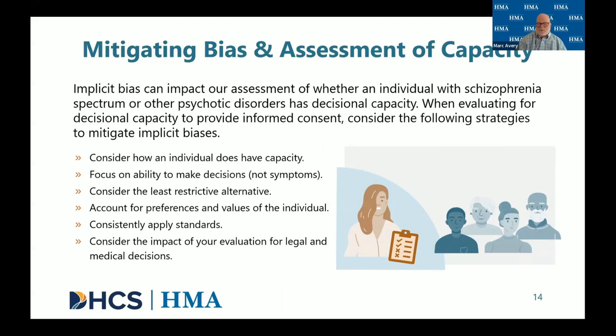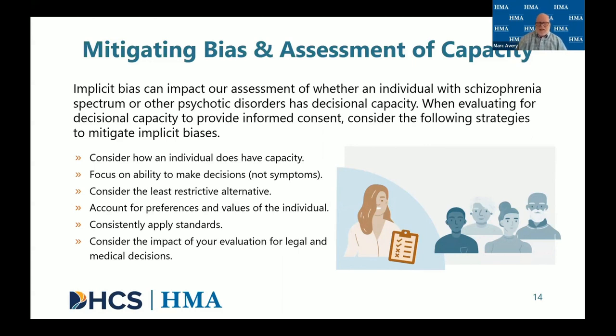So capacity is fluid, as Dari mentioned very early on in the talk. They may have capacity in some ways and not in others. It also helps to focus on the person's ability to make decisions rather than focusing on symptoms. For instance, somebody might have hallucinations or delusions, but still have capacity fully in place, fully able to make informed consent decisions. In fact, that's fairly common.